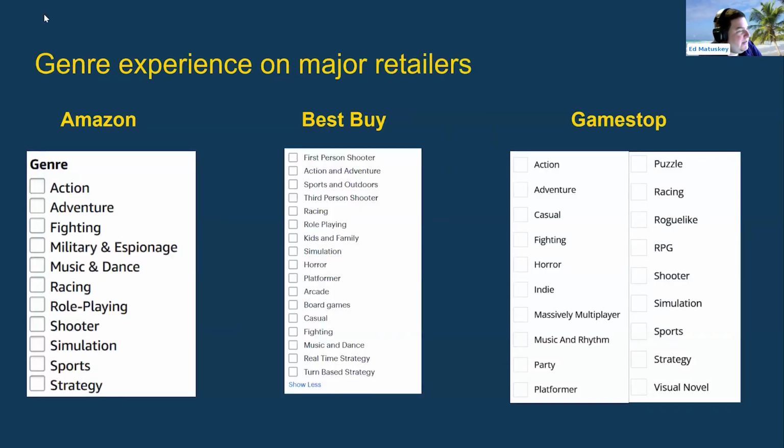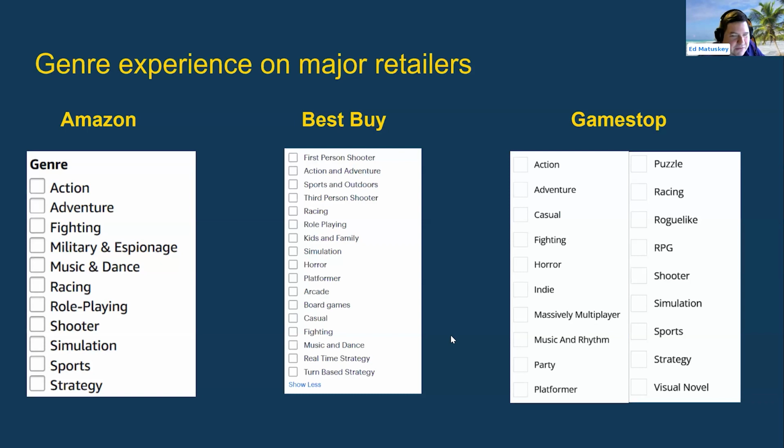And here are some examples. These are the video game genres for the PS5 console at Amazon, which is very basic. Best Buy, a little better, although you start seeing some mixing of concepts here. GameStop, again, some good coverage. But again, each of these could potentially have hundreds of titles.